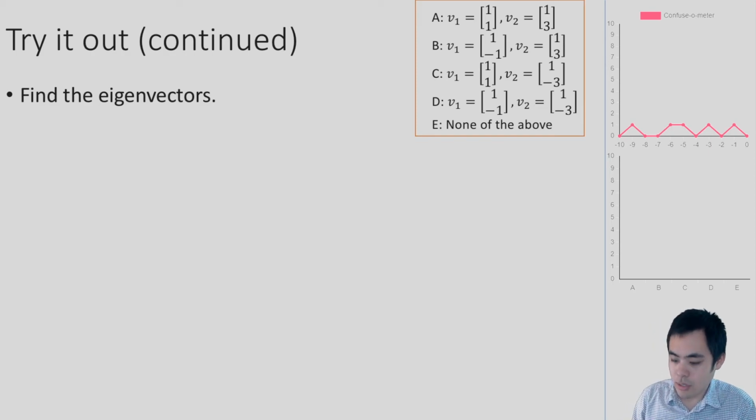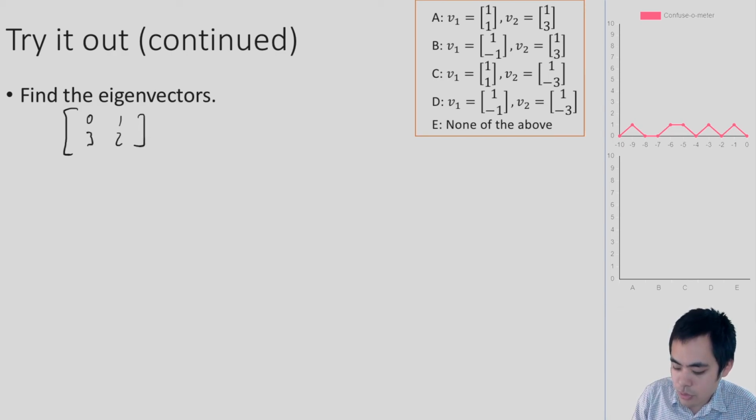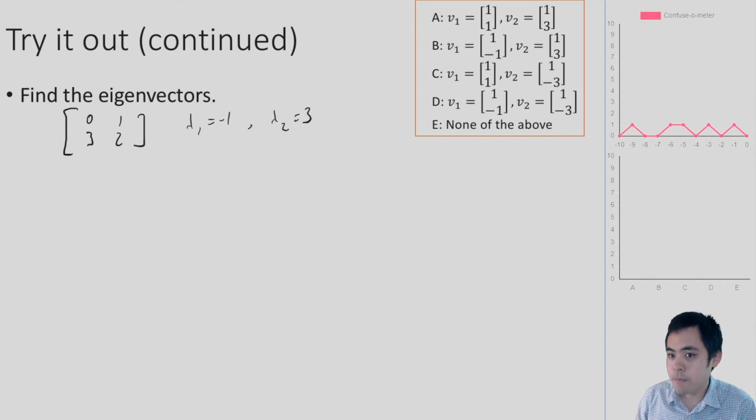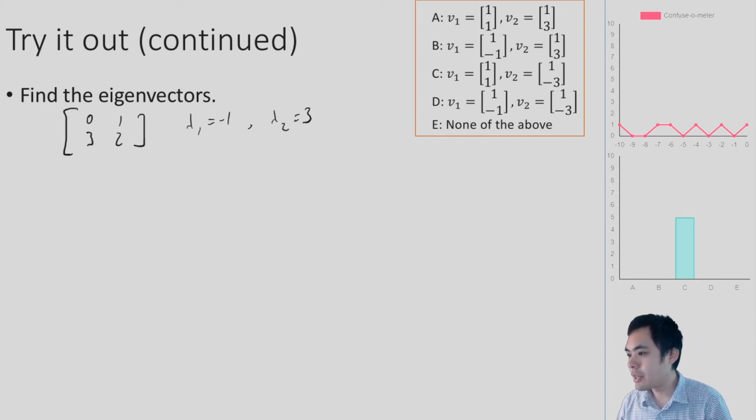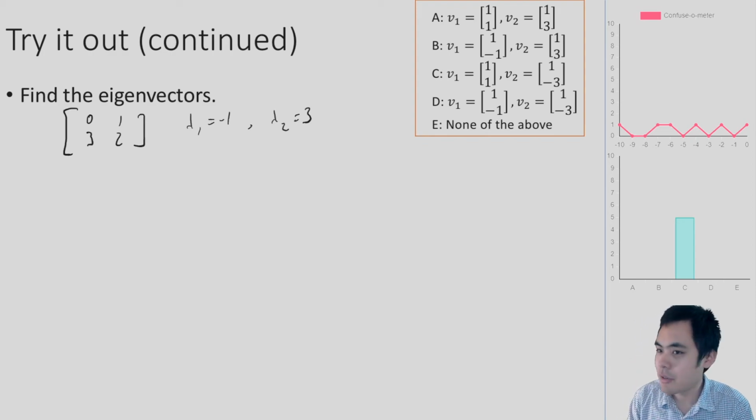So again, we started out with 0, 1, 3, 2. Lambda 1 is equal to minus 1. Lambda 2 is equal to 3. And then what you have to do is, looks like we have a lot of people who are guessing C. Hopefully you guys all already solved this. Let's double check to see if this works out.